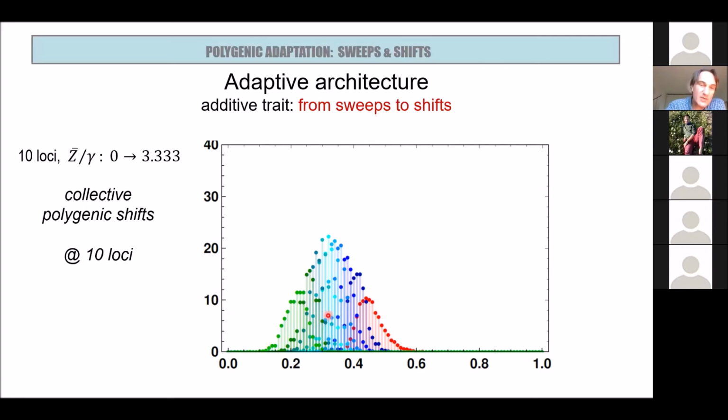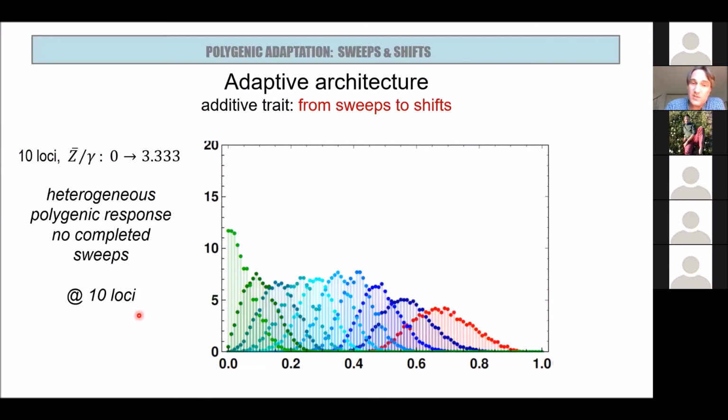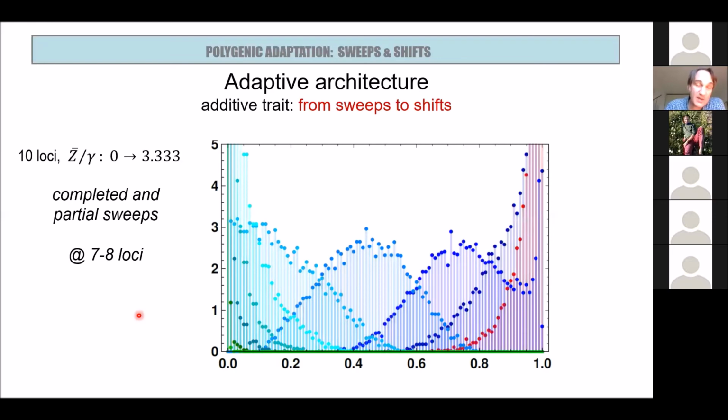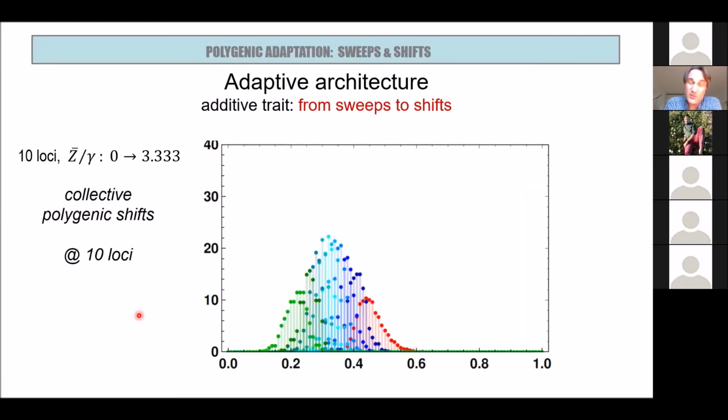And also, right, these are distributions that are widely overlapping. And so something like this, we would call collective polygenic shifts, right? So this is the pattern that's predicted rather by quantitative genetics, whereas of course the sweep pattern here is the molecular population genetics pattern of adaptation, right? So we have it all here in our model, all these different patterns. And now, of course, the question is, what are the important parameters? What makes this difference from one pattern to the other?